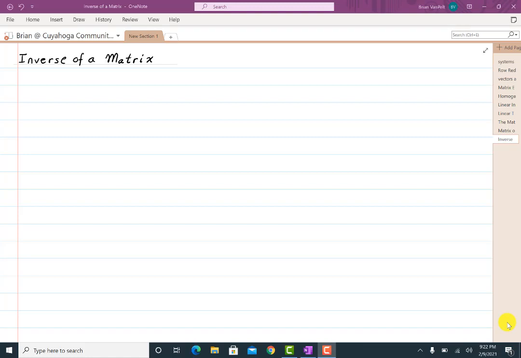In this section, we're going to be looking at the inverse of a matrix, how to define it and how to compute it. So with that in mind, let me go ahead and start with a definition.